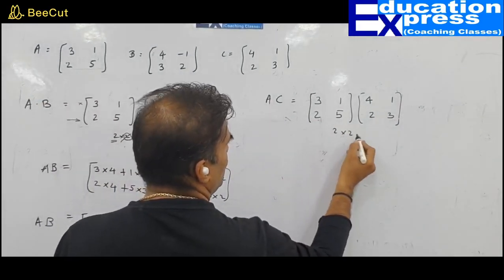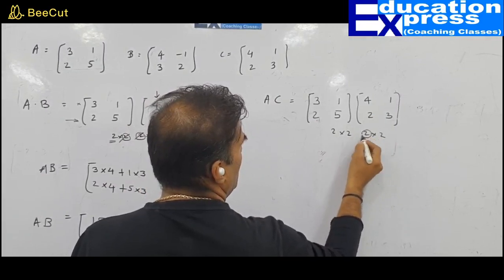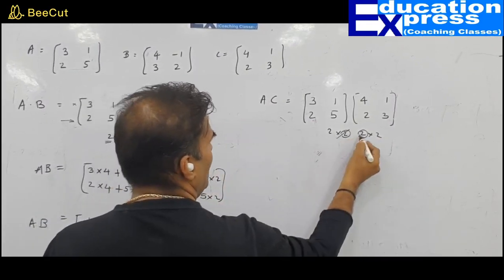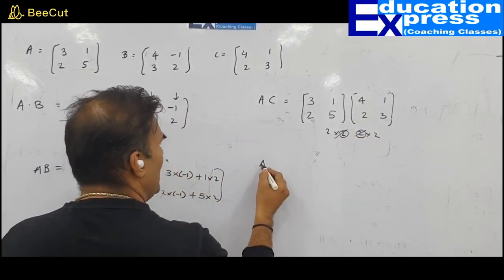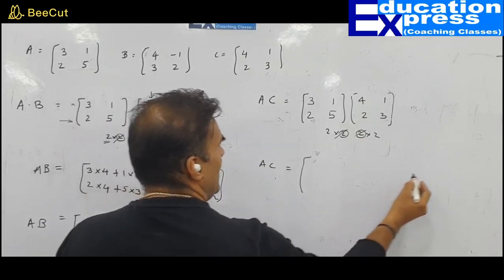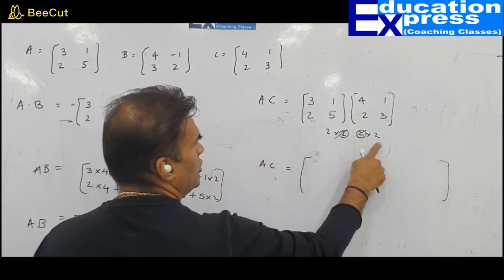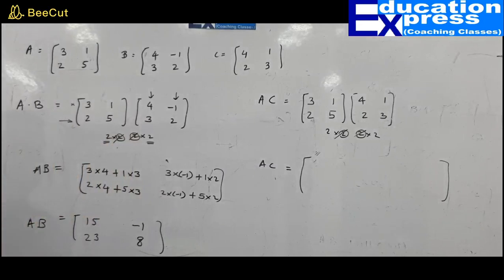Order 2 into 2. Order 2 into 2. These both are the same, so they will cancel. That means, sir, AC will surely exist and it will have the order 2 into 2. You can check it. Yes, it is having the order 2 into 2. So how do we go about it?